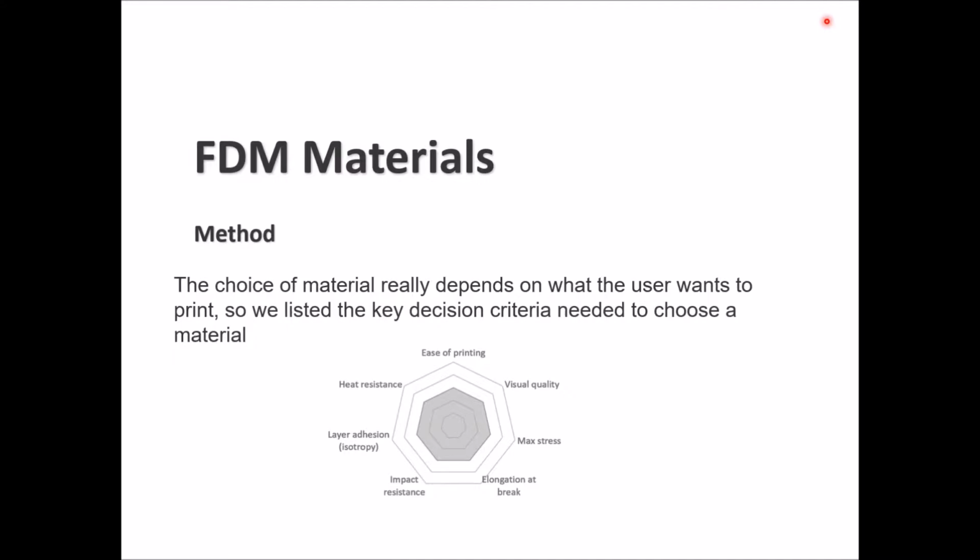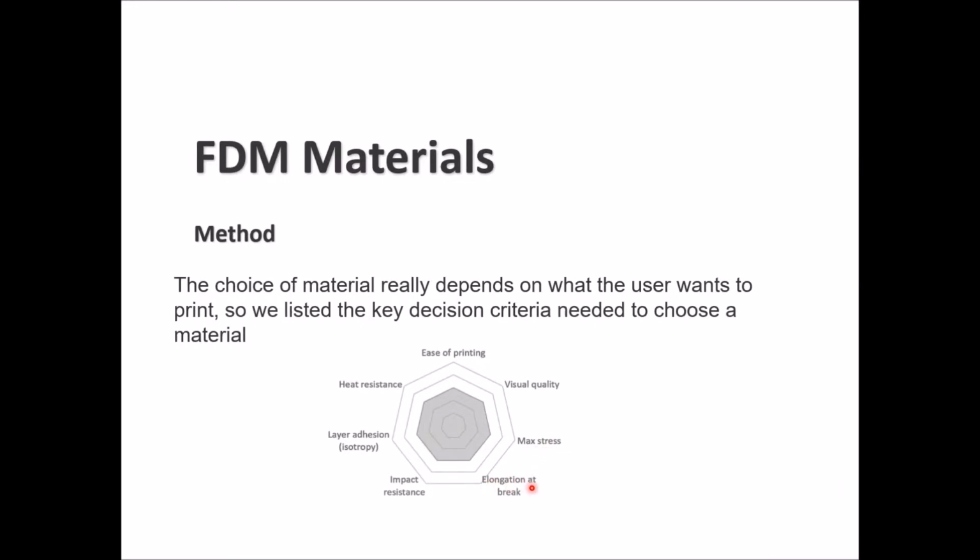As you can see in the graph here, we're focusing on the key decision criteria needed to choose a material. Firstly, the ease of printing. How easy is it to print this material? Is there any kind of technical complication? Is there any kind of post-processing complication? And so on. Then the visual quality: how good does your part look if you print it using this material? Max stress: how much stress does this material handle if I print my part using it?